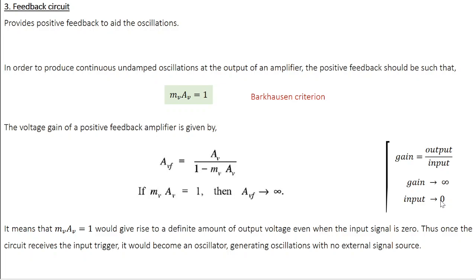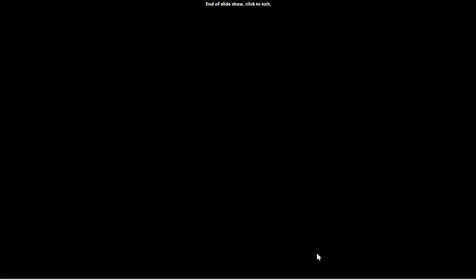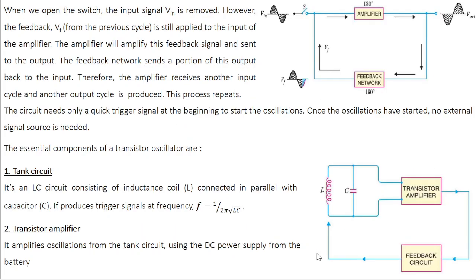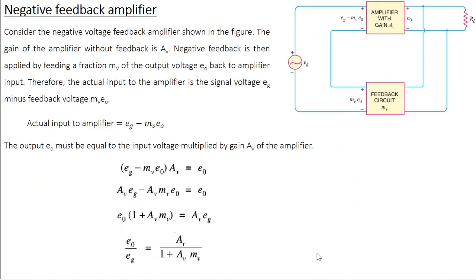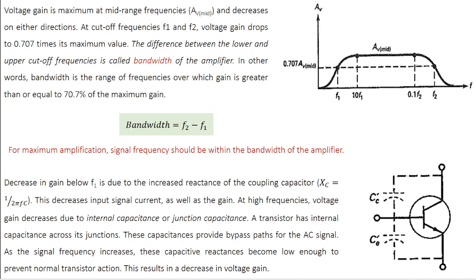So this is the physical implication of the Barkhausen criterion. When MVAV equals 1, you get a definite amount of output voltage even when the input signal is 0. Thus, once the circuit receives the input trigger signal, it would become an oscillator generating oscillations with no external signal source. So that's about the discussion on transistors and transistor amplifiers.